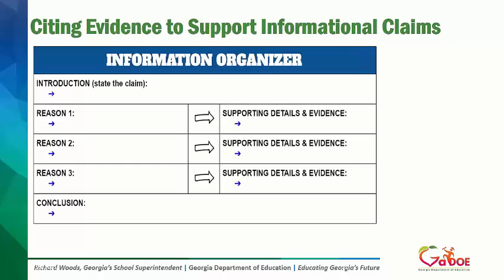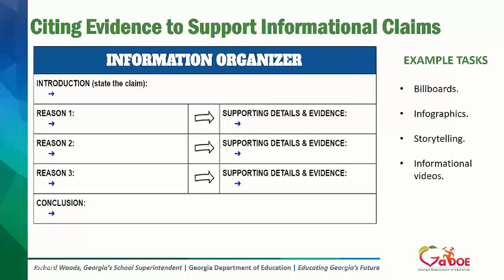You can also use this for informational writing, and it does not necessarily need to be something they have to defend. Again, some example tasks for that can be billboards, infographics, storytelling, or informational videos.